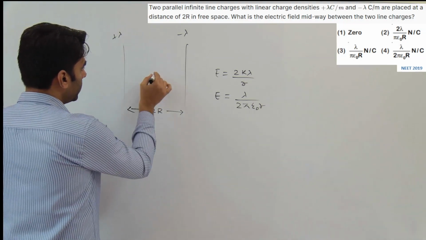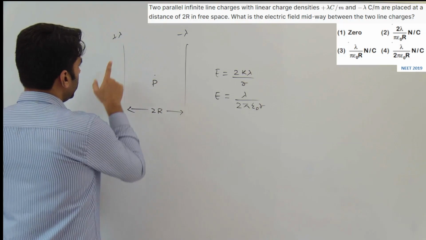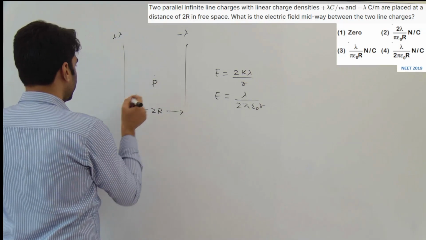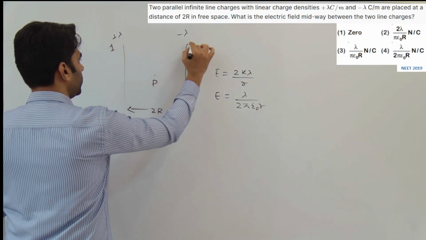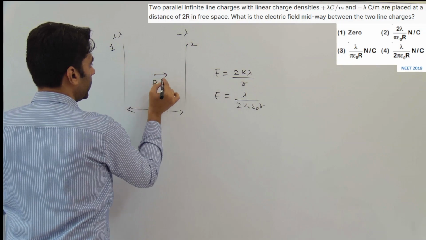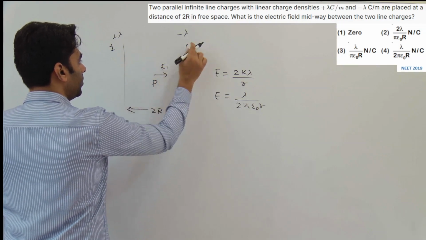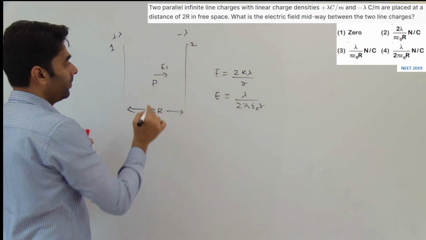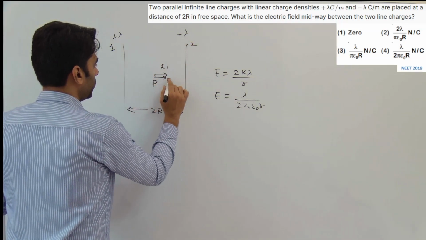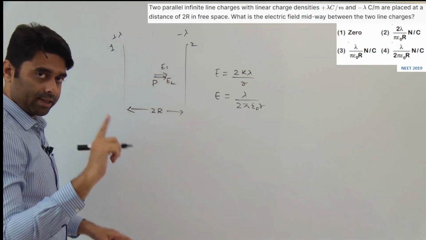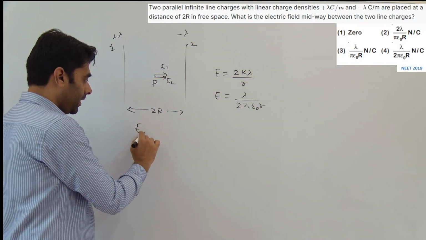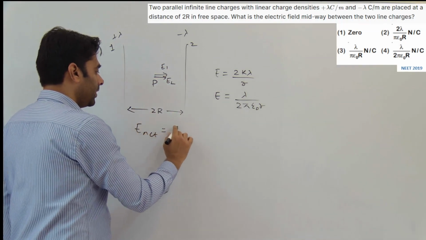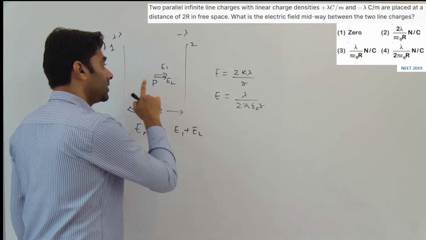Now let us write down. Over here we want to find the field at point P. This is your positive charge, that means the field will be away. I am calling this 1 and this 2. Due to this it will be away, E1, and due to this one it will be towards the charge, because this is negative. This we are calling E2. Both are in the same direction. So the net electric field E net will be E1 plus E2, which will be towards the negative line wire.